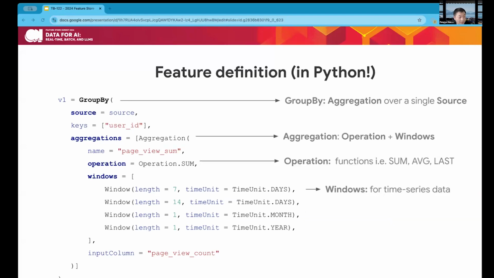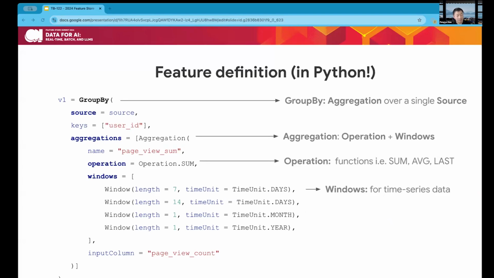So this is the feature definition for GroupBy. The syntax may sound familiar to SQL syntax, but it's slightly different. Let's take a look at this example. The source, usually we can define it with some Hive tables or some real-time data sources. The keys here are the aggregation keys. And next, we can define a list of aggregations.